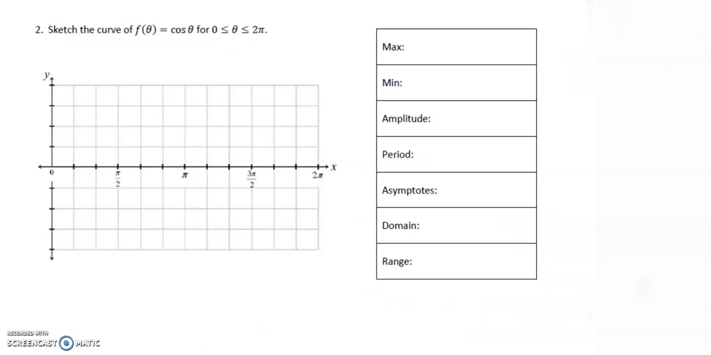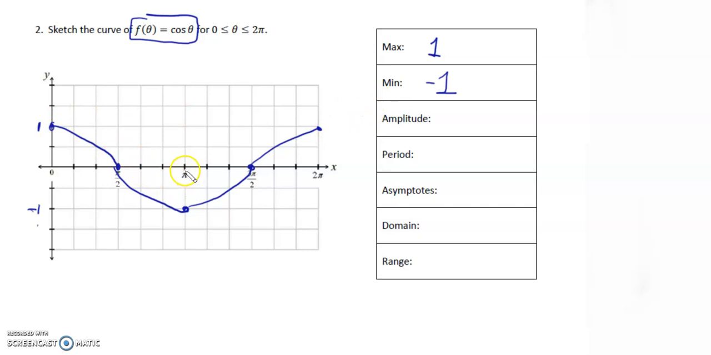Number 2, sketch the curve f of theta equals cos theta on 0 to 2 pi. Again, the max is 1 and the minimum is -1, so let's put the max here and the min here. The cos curve starts at a maximum, goes down to the equation of axis, to the minimum, back up to the equation of axis, and back up to a maximum.